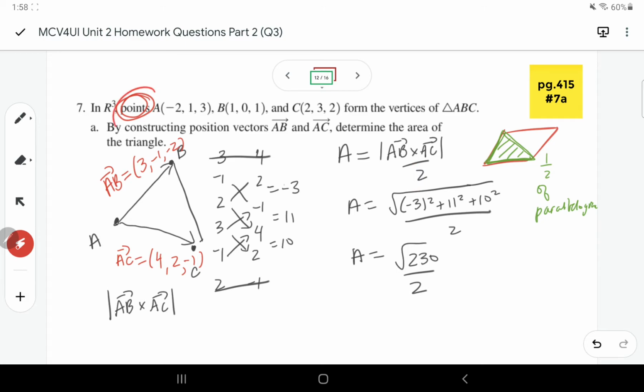The other important thing is that we're dealing with points. These are not vectors. They are just points in space. We need to figure out what vector AB and AC would be to be able to do the cross product of those. So then once we do the cross product of AB cross AC, we get negative 3, 11, 10, and then doing the magnitude of that, we can figure out the area.